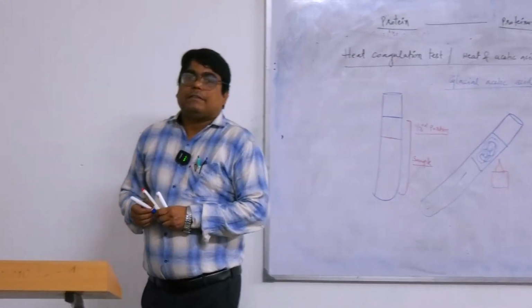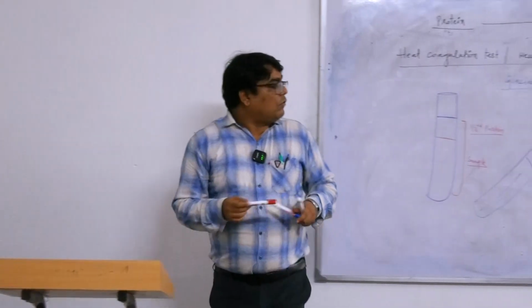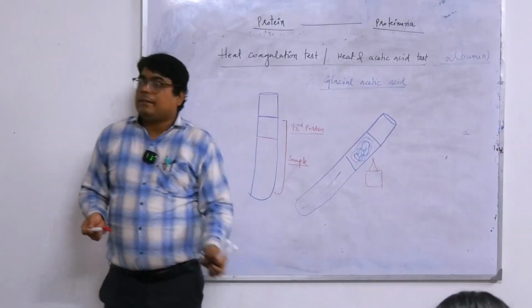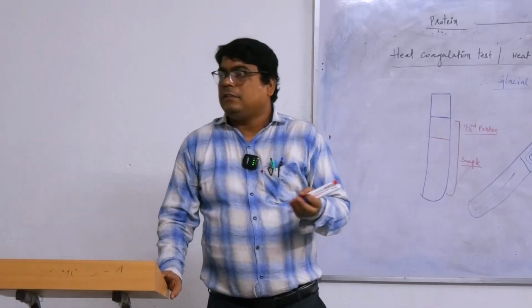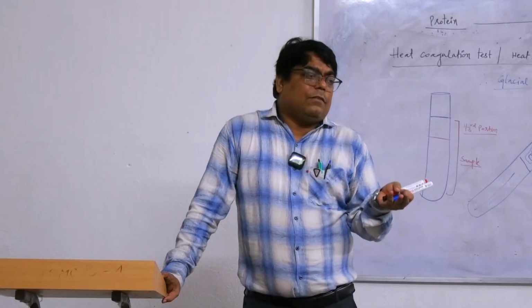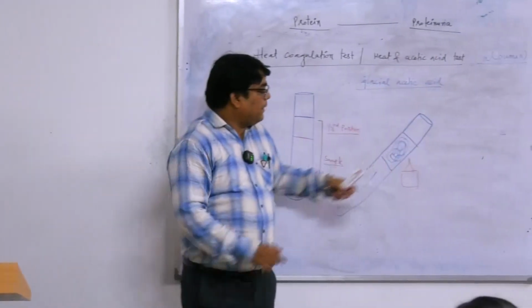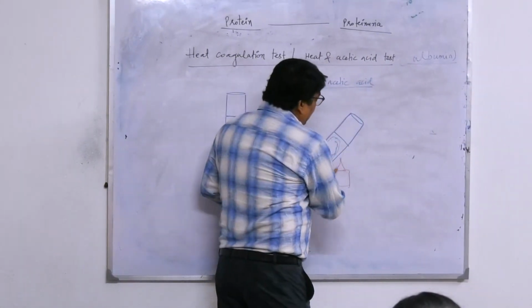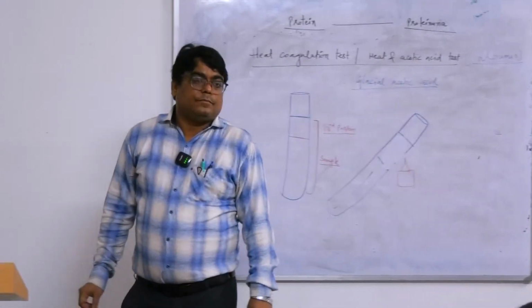You add 1% glacial acetic acid. Why? Because if this coagulum is formed by phosphates, sulfates, or any kind of debris, any other chemical structure, then if it is formed by this phosphate, this coagulum will disappear.